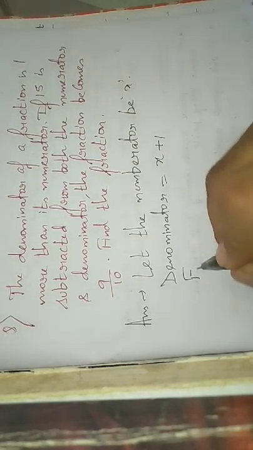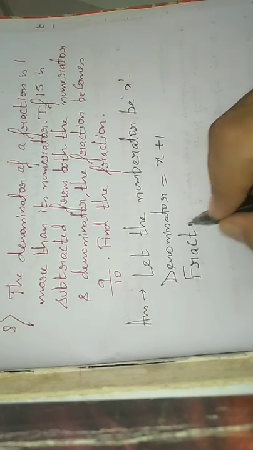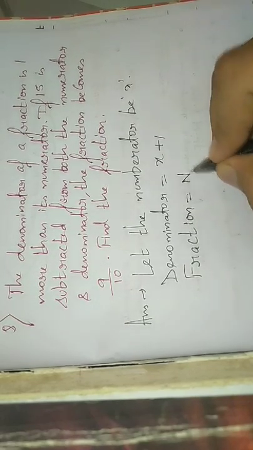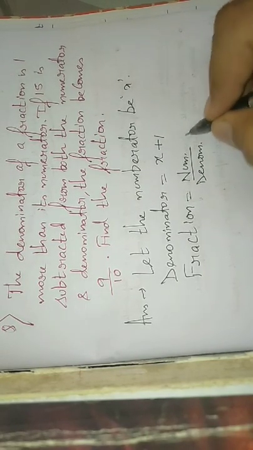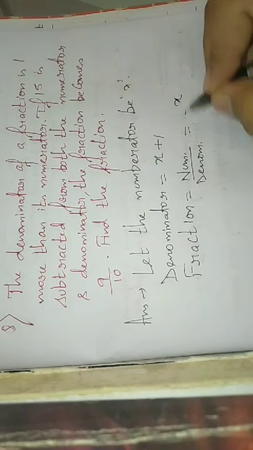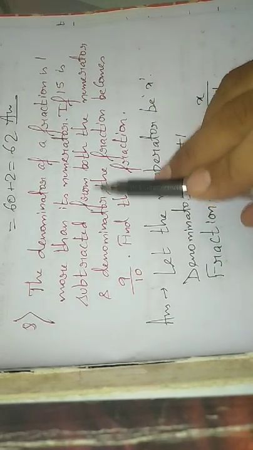So what is the fraction over here? Fraction is always numerator by denominator, right? So what is the numerator? x. And what is your denominator? x plus 1. Okay, now the next thing that they say is, if 15 is subtracted from both the numerator and denominator, the fraction becomes 9/10, right? So from the numerator and denominator you need to subtract 15, right?